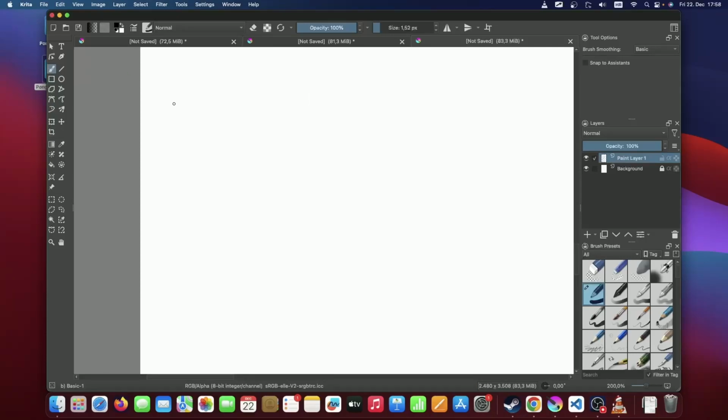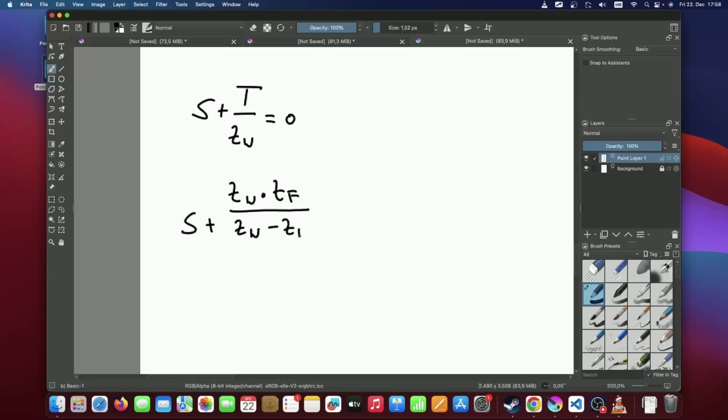So I mentioned that if our s plus t over z near is 0, so we solved for this t. So we're just going to say s plus, and it was z near times z far, right, over z near minus z far. Then we can do this. We can just write z near over 1, right? And that checks out.